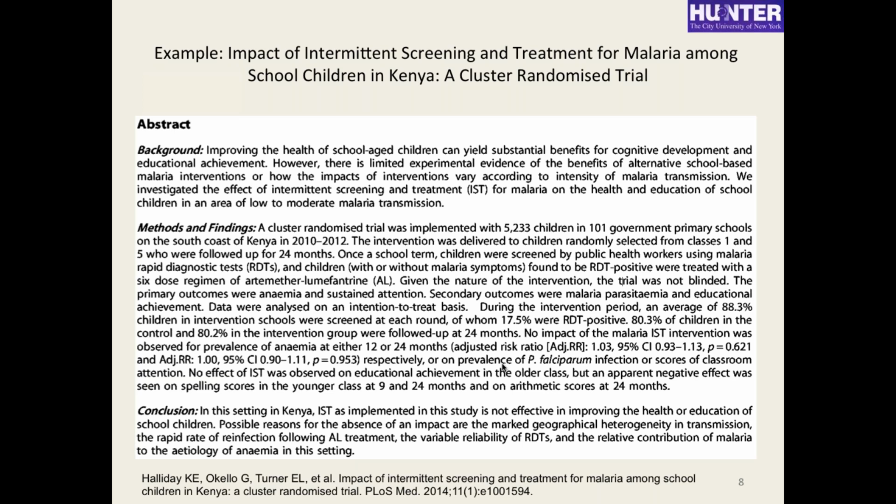The primary outcomes were anemia and sustained attention. Secondary outcomes were malaria, parasitemia, and educational achievement. Data were analyzed on an intention to treat basis.